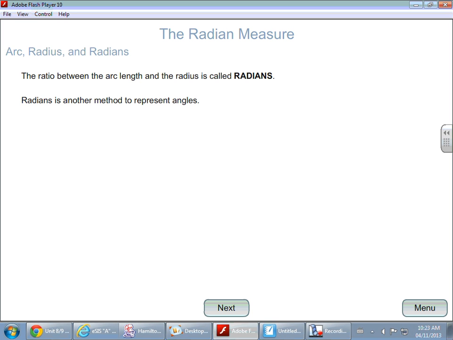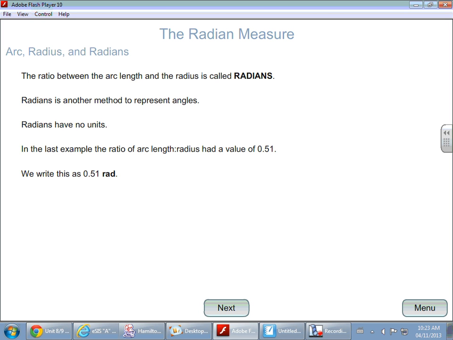Radians is another method for representing angles. Radians don't have any units. Okay. And the last example, we would write that. Now, I don't know who wrote this. I didn't write this. Somebody wrote this up, but I found it somewhere. I thought it was pretty cool. They say that radians have no units, and then they throw in this RAD here. Okay, you don't have to do that. Radians always don't have any units.